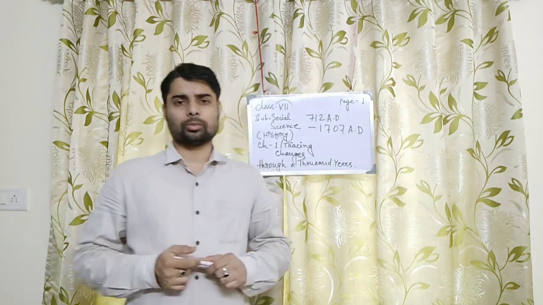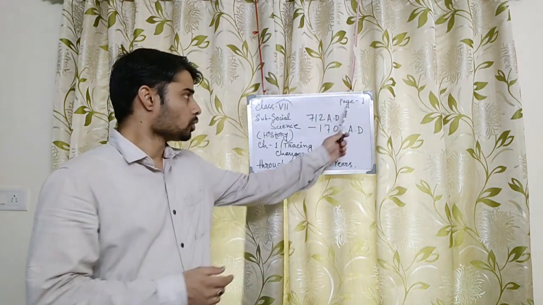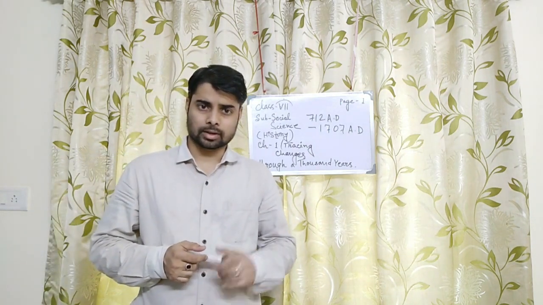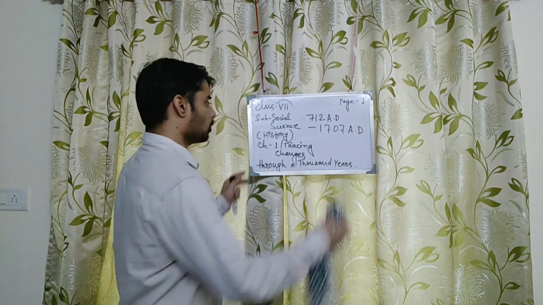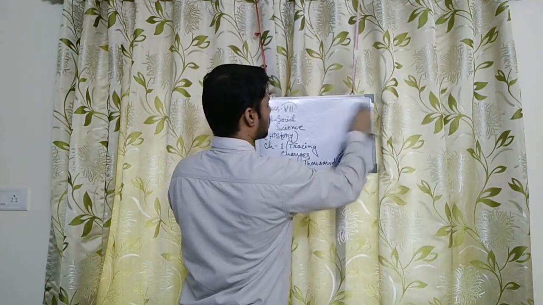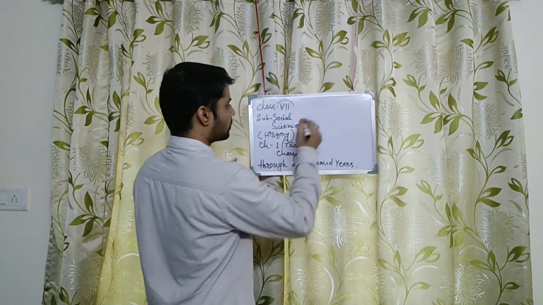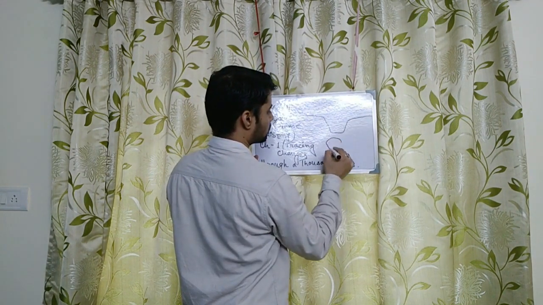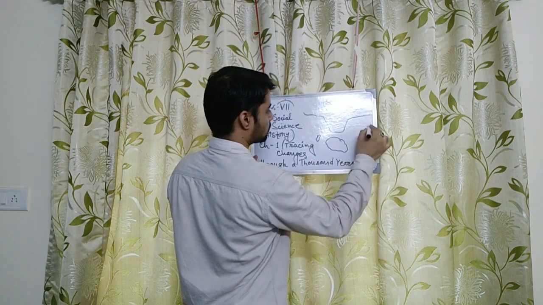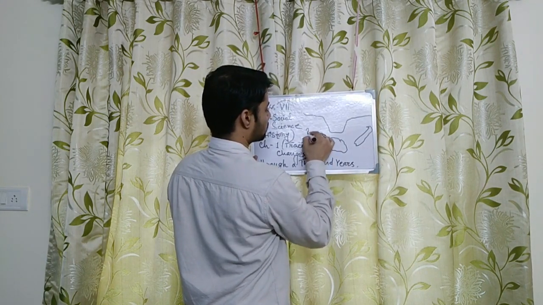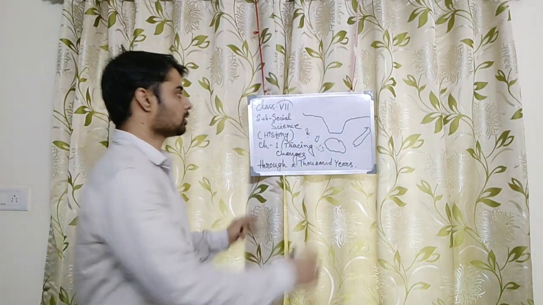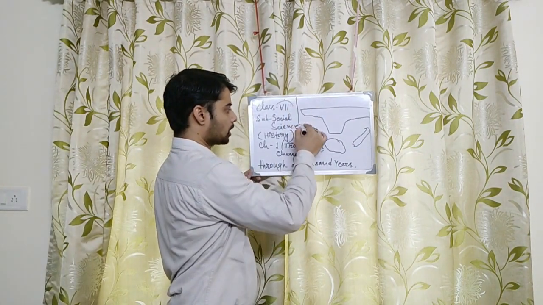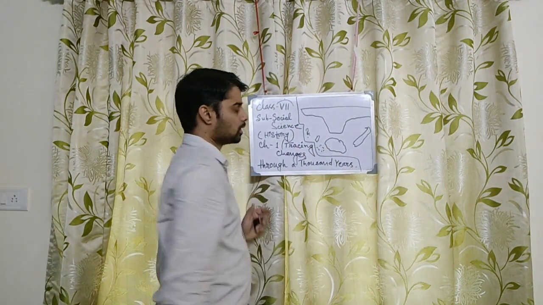So first, open your book, page number 1. So you have seen two maps. If I rub the board and draw the map, the first map looks like that. Okay, isn't it? So this is the first map. So in this first map, can you recognize where is India?